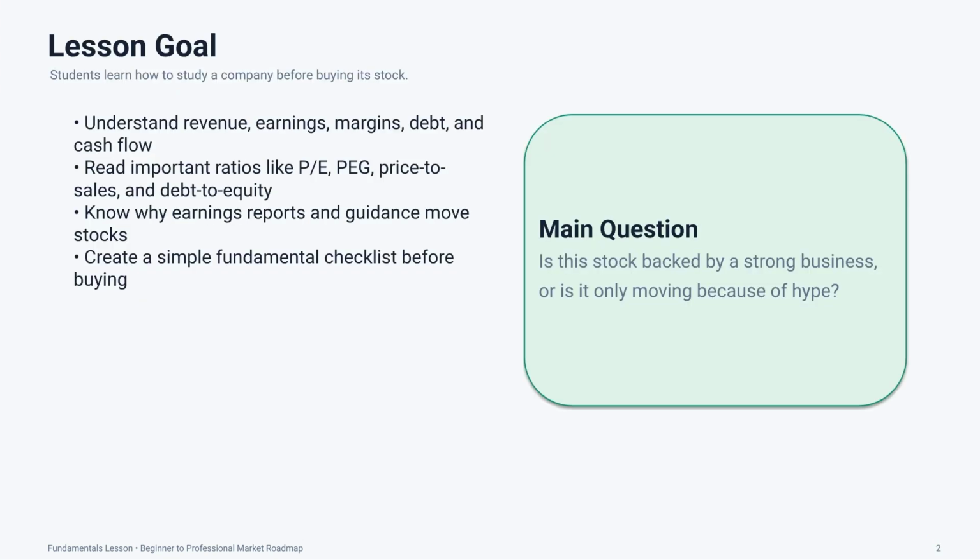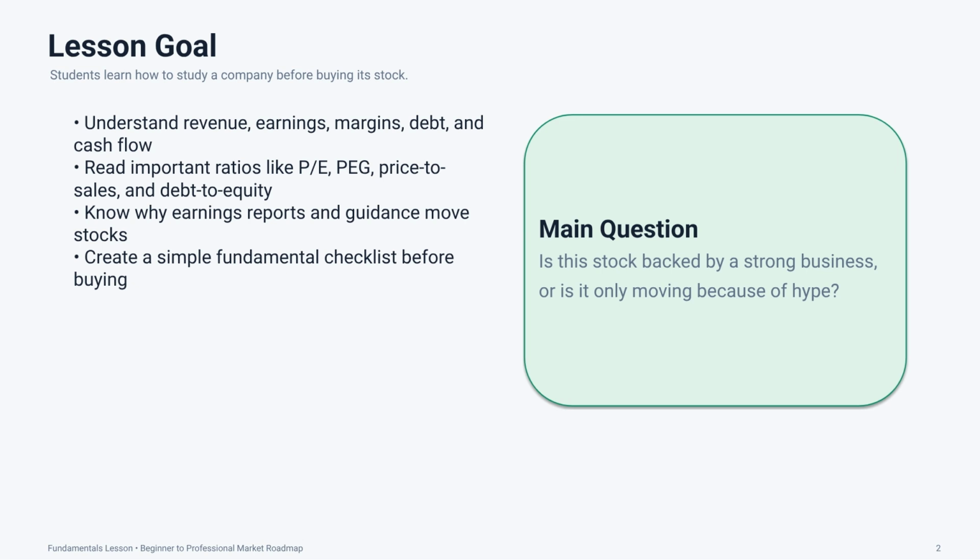Lesson Explanation. The goal of this lesson is to help students understand how to study a company before buying its stock. Before buying any stock, we do not want to only look at the chart. We also want to understand the business behind the stock. In this lesson, students will learn how to look at important numbers like revenue, earnings, profit margins, debt, and cash flow. These numbers help us see if the company is growing, making money, and managing its finances properly.